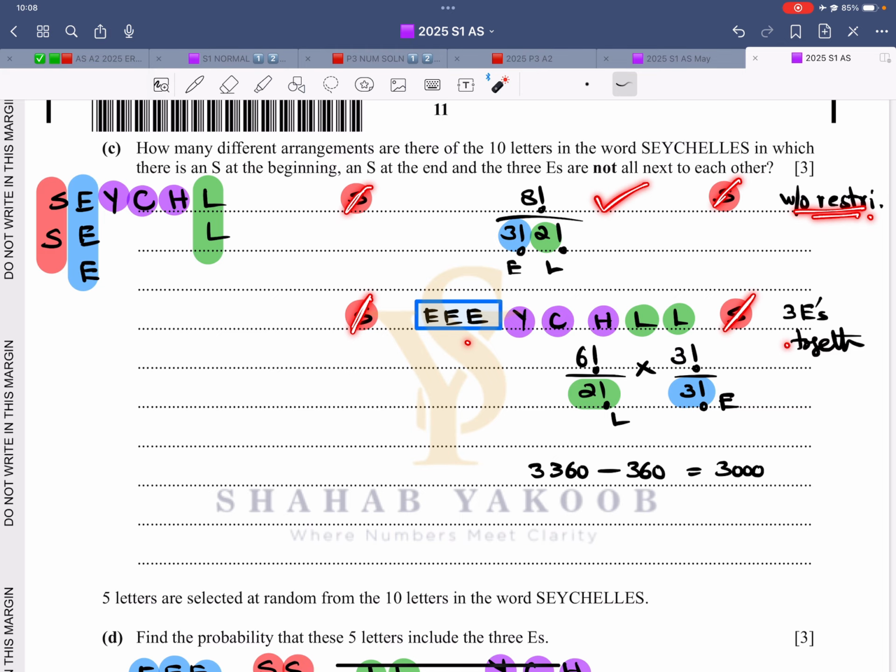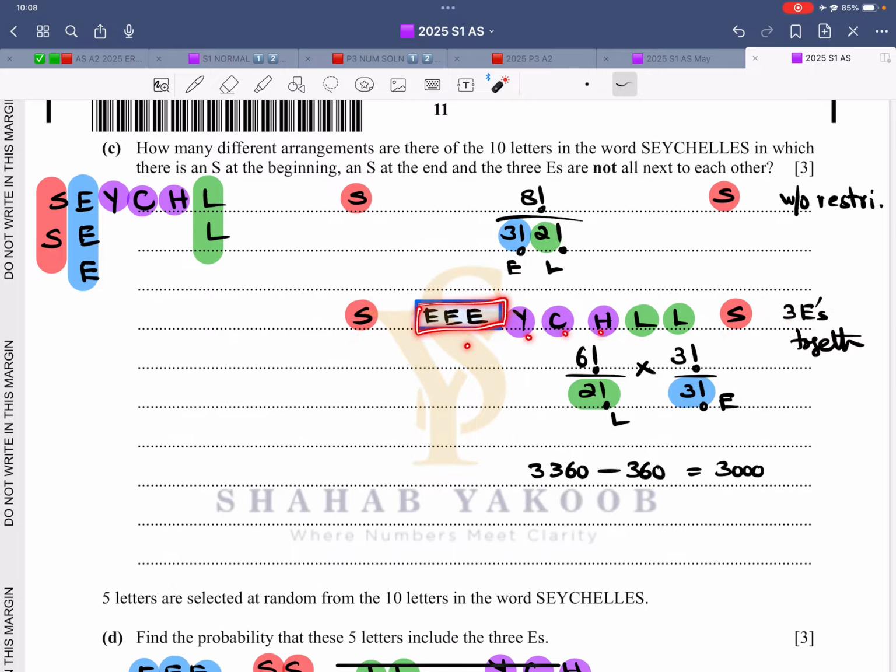Now the E's are together. We don't care if the E's are not together, they are all separated, so that's a long way. This is the shortcut based upon subtraction. Without restriction, S is fixed, minus S fixed and 3 E's are together. So 3 E's are together, put them in a box.